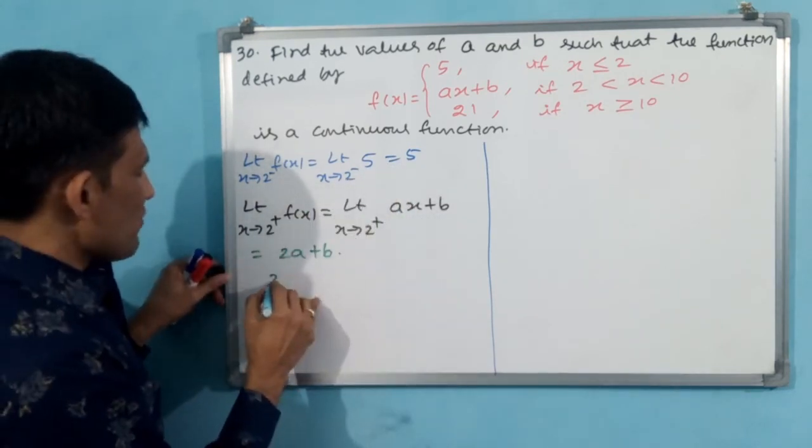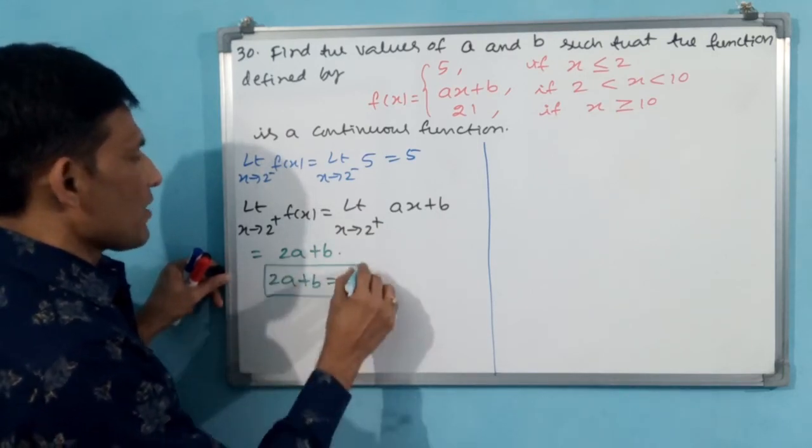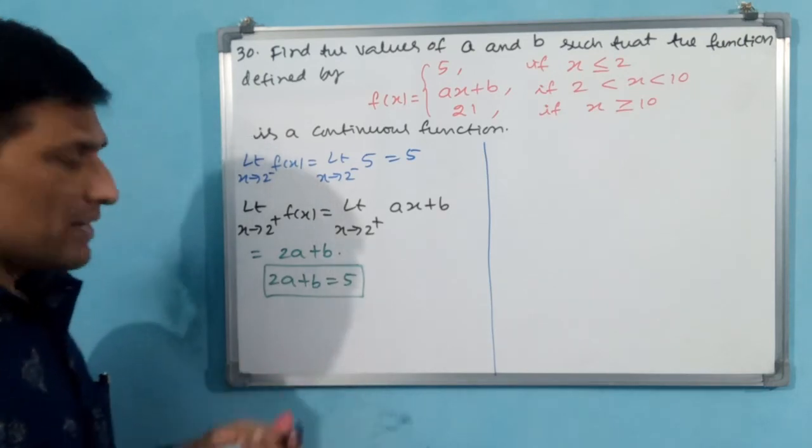But both are equal. What am I going to make? I am going to make it like this. You see, 2a plus b is equal to 5. This one I have kept in a box. Is it okay? Definitely okay.